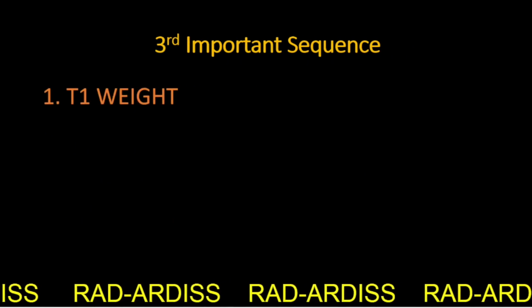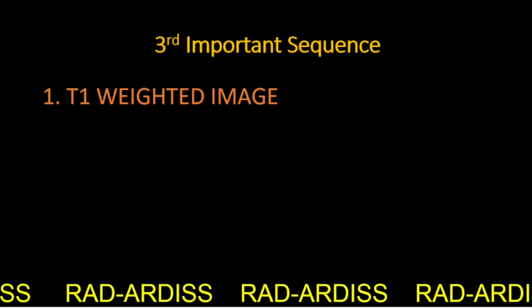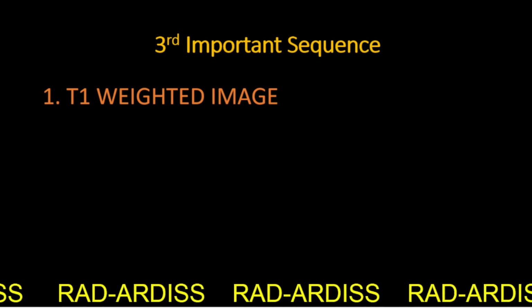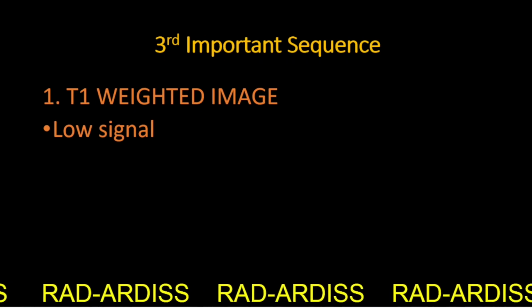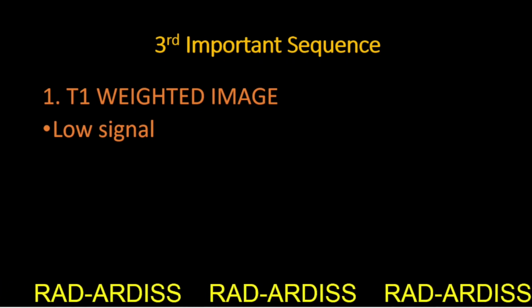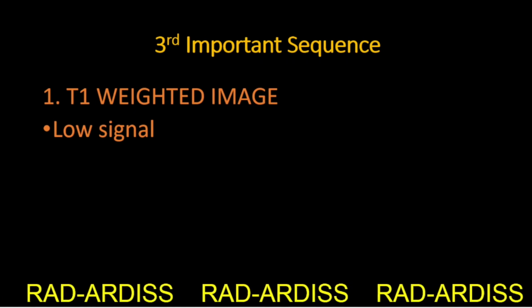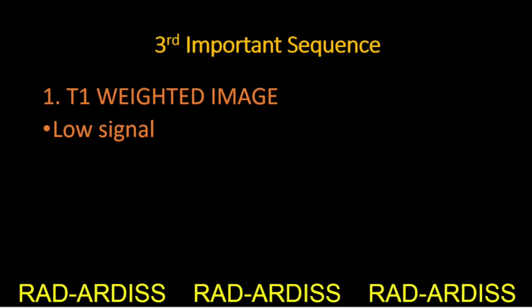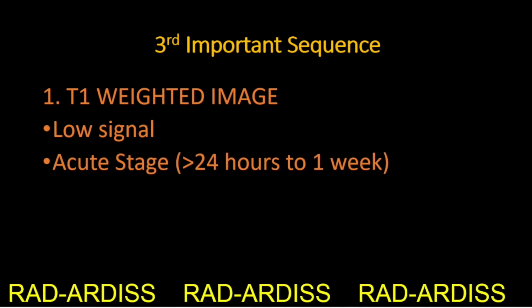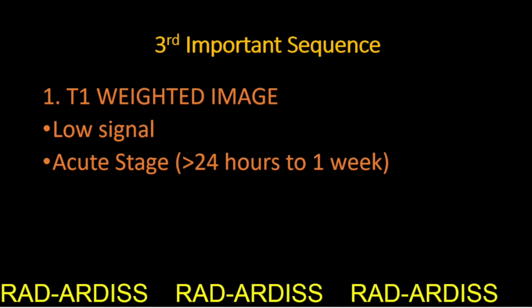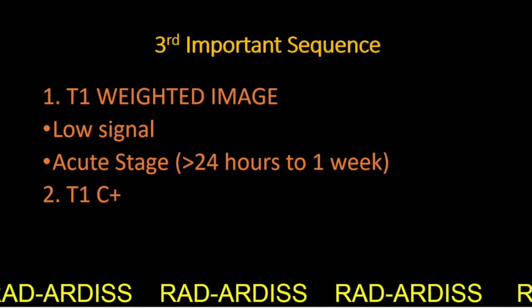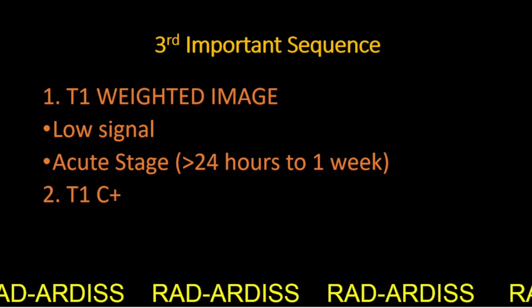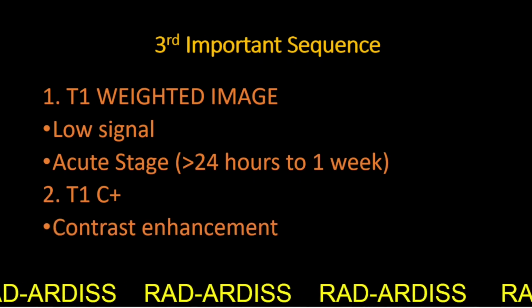Finally, the changes will be seen in the T1 weighted images. On T1 weighted images, the ischemic area appears dark. There is loss of signal. However, this takes some more time, about 24 hours, to show some change. Similarly, the post-contrast images also will show contrast enhancement during this time.